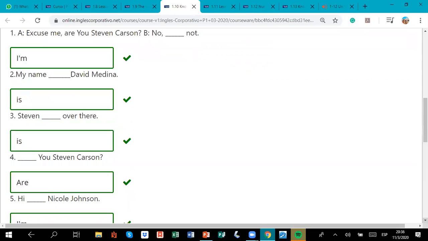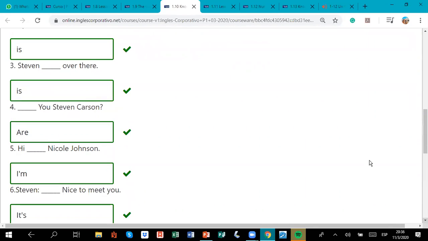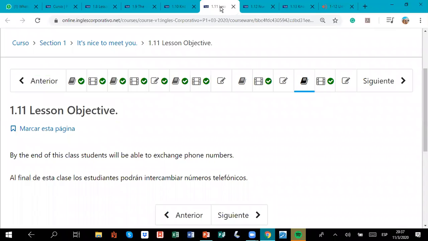No. Perfecto. Seguimos avanzando entonces.